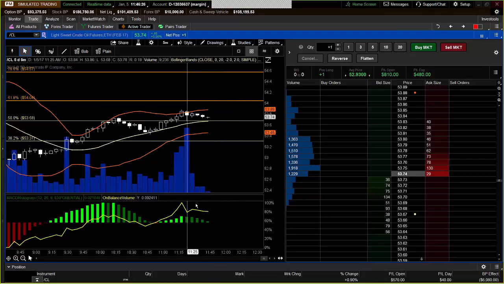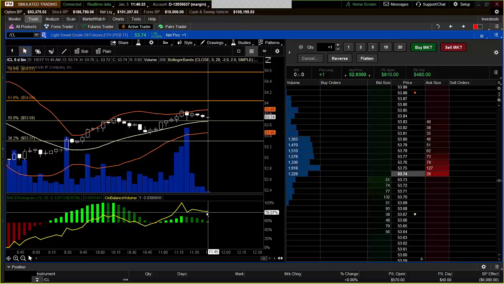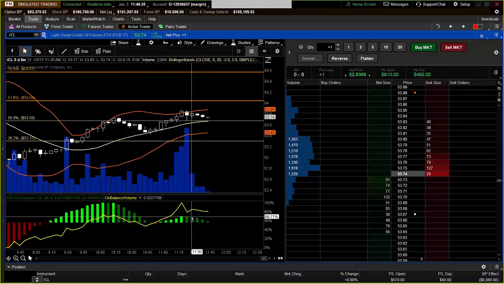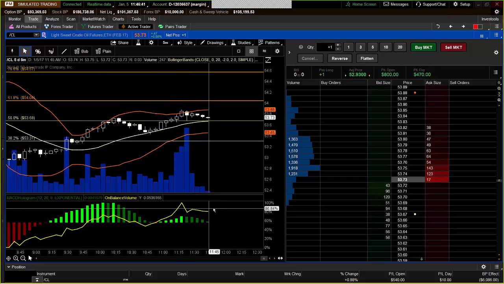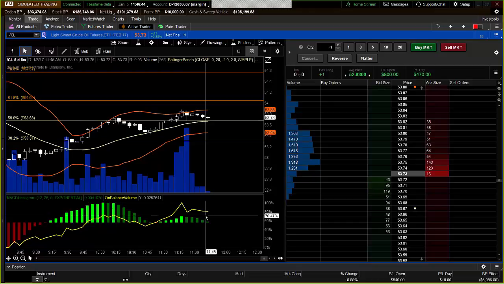What is telling me that it might bounce off? What is telling me that it's going to go sideways? First of all, here, this is going sideways. This peak is not below this. It's close to it. It's not above this. So that means there's an equal number of buyers and sellers.